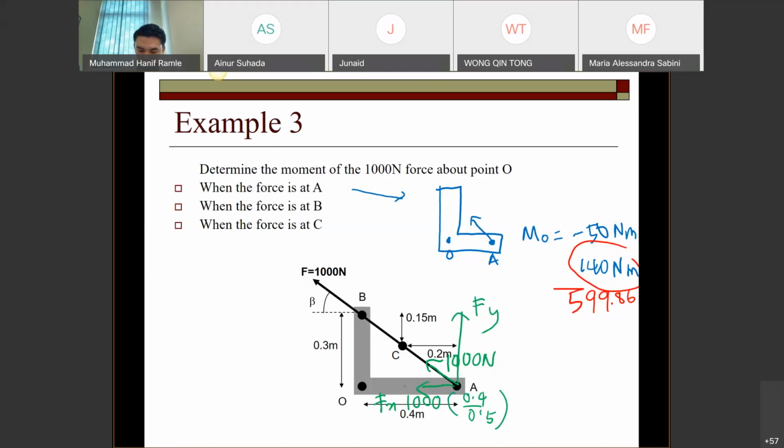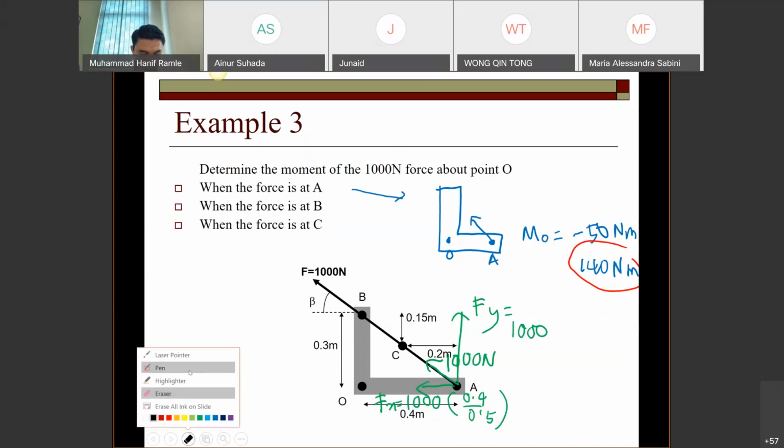Doctor, sorry, I got the wrong answer. Which one? The red color, is it? Yes, sir. The wrong answer. Okay. It's 239.94. Different. How much? 239.94.